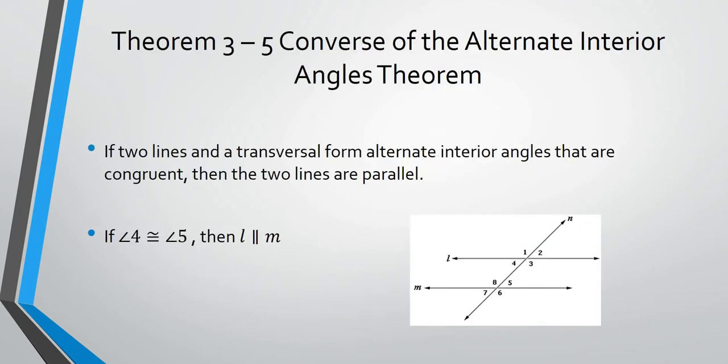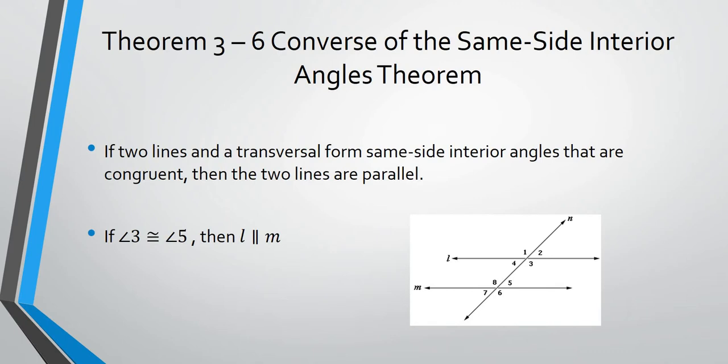All right, let's go to another theorem, the converse of the alternate interior angles theorem. So again, if two lines and a transversal form alternate interior angles that are congruent, then my conclusion is that the lines are parallel. In other words, if angle 4 is congruent with angle 5, and those two angles are alternate interiors formed by a transversal, I can conclude that line L and line M are parallel.